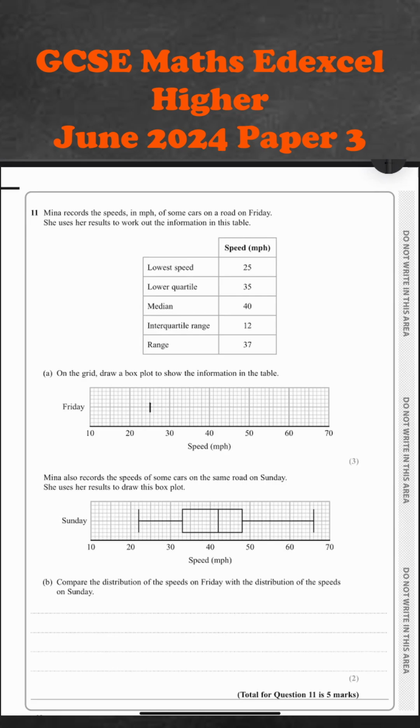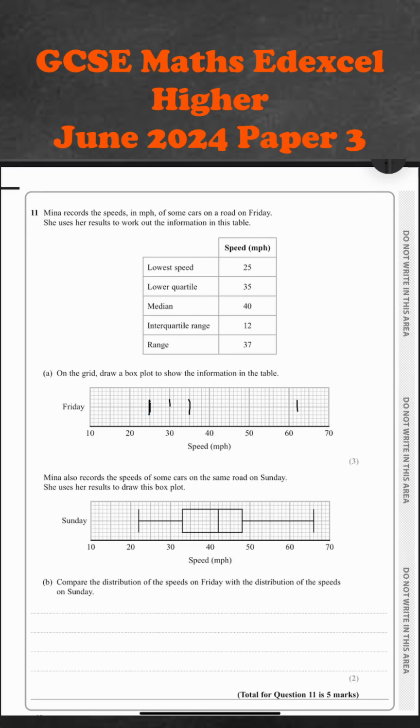The range is 37, so we're going to say 62. So each square is worth 1, so we're going to say that's here. Gone too big with that one, so I'll just line it up with this one. There we go. The lower quartile is 35, so that's where our box is going to start, which is about, oh, that's 30, which is going to be about here.